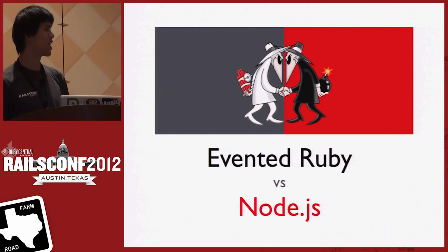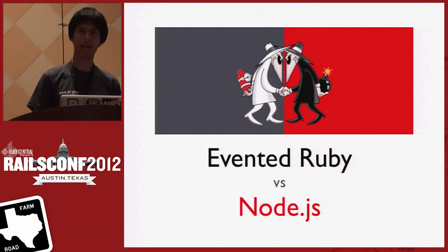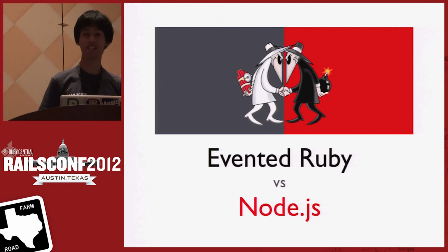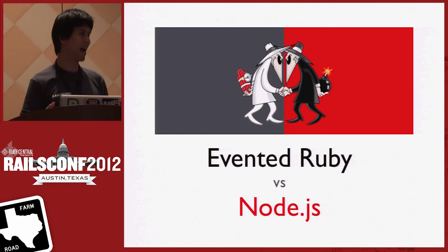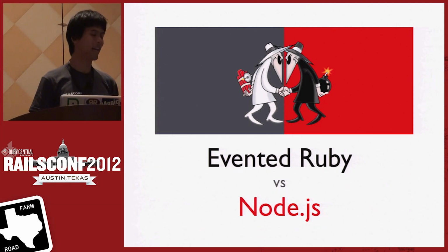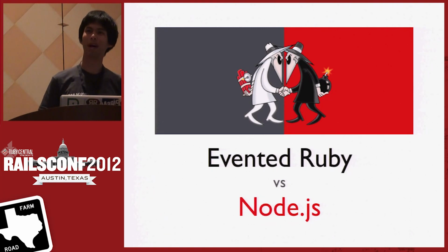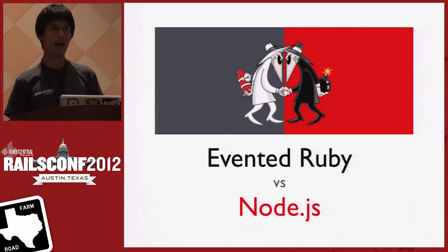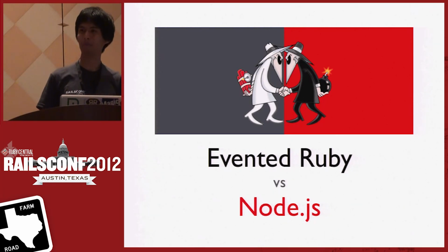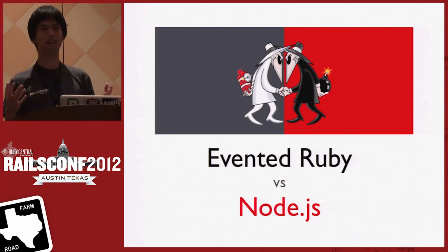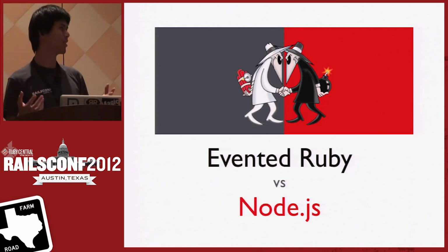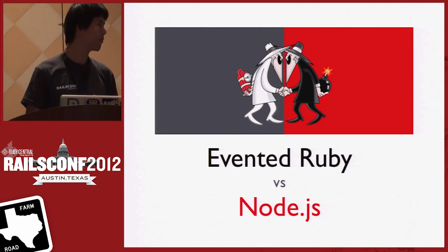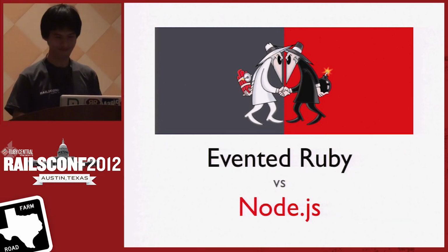Anyways, my talk is about evented Ruby and how it compares with Node.js. I wanted to give some background about these topics and also give some advice about how you can bring some of the performance benefits from Node into your existing Rails app. And everyone here loves Ruby, and I want Ruby to be the core of this talk.